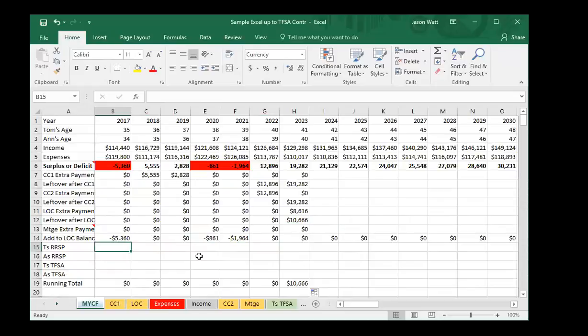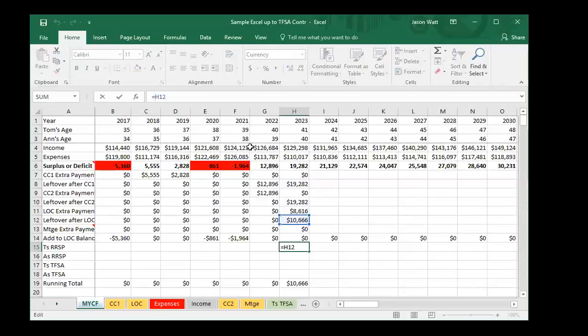So the first thing we're going to do is get Tom's RRSP up to its maximum. Now we're going to play around over here, and then we'll copy the formula back across. So I want to get Tom's RRSP funded. I've got $10,666 available, but I don't want to go over the limit. So what I'm going to do is take that amount left over after the line of credit's paid off, and put that into Tom's RRSP. All well and good, but I don't want to go over the RRSP max.